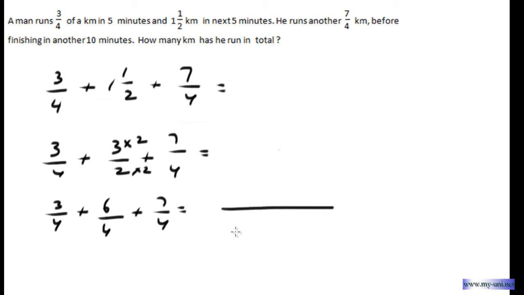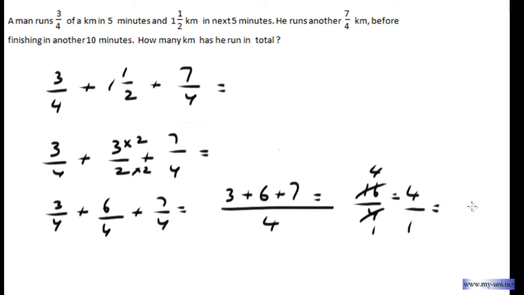You can draw a line. The denominator is written once only, and then the numerators are added together. So 3 plus 6 plus 7: 7 plus 3 is 10, 10 plus 6 is 16, so 16 over 4, and you can simplify this fraction. 4 times 1 is 4, 4 times 4 is 16, so 4 over 1, or 4 Ks. So the man has actually run 4 kilometers in whatever time is mentioned here.